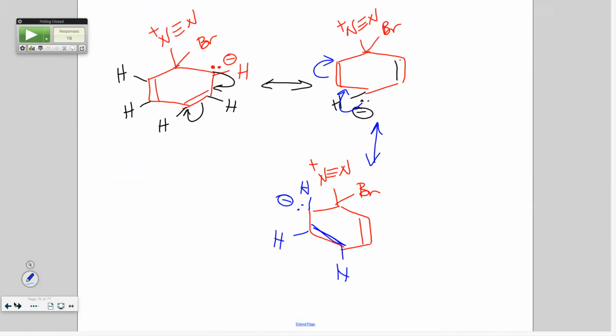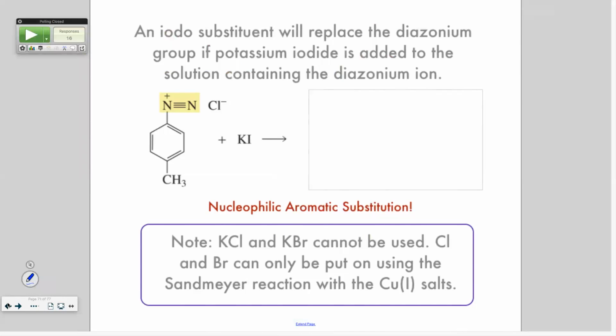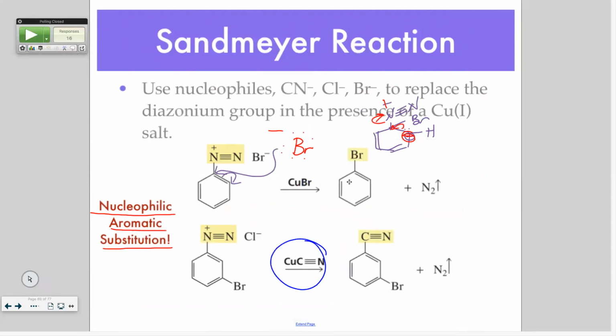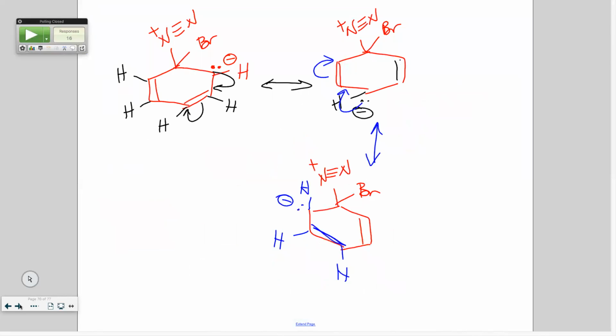Let me go back because I had another example. Here is using the copper cyanide. You're going to replace the nitrogen with the CN. Here, I'll make them both go off. Exact same mechanism, no difference. The copper just kind of helps everybody along. We're not going to worry too much about it. It's called the Sandmeyer reaction.